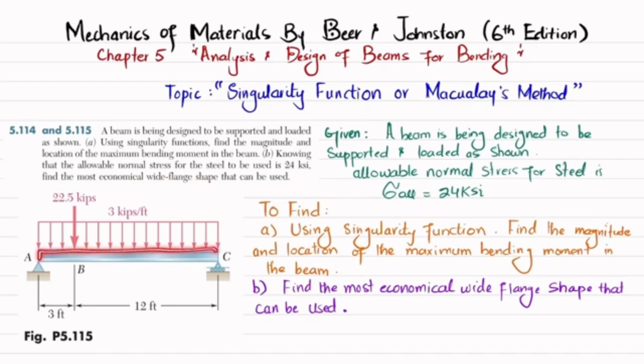You can see this is a simply supported beam with a pin support and a roller support at the two ends. There is a distributed load of 3 kips per foot over a length of 15 feet, and a point load of 22.5 kips at a distance of 3 feet from point A. You have to find the magnitude and location of the maximum bending moment using singularity functions, and then choose the most economical wide flange shape. So let's start with the solution.